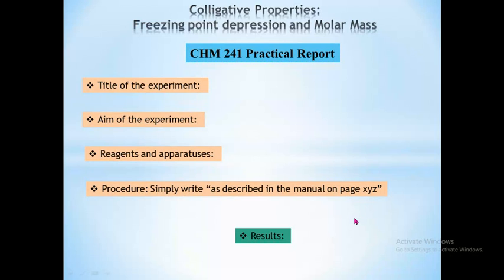In this experiment, we have a table containing three columns. The first column is the time in seconds during which this experiment was carried out. The second column is the column for the temperature of pure naphthalene. And the third column is the column for the solution of naphthalene and sulfur.